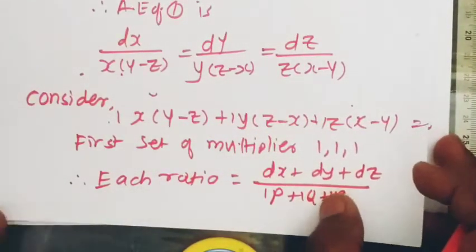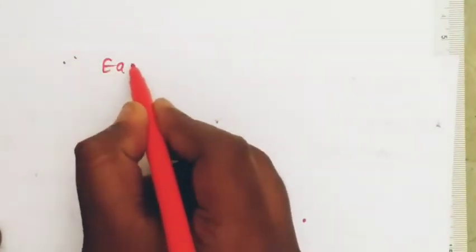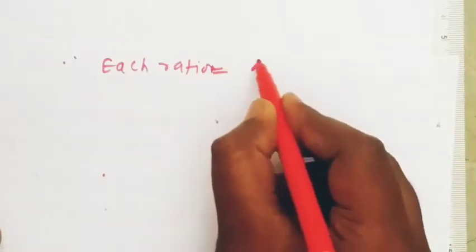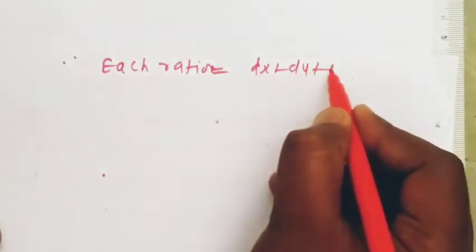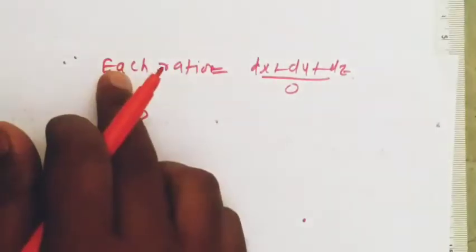So this denominator will become 0. So that will give us the differential equation, this implies each ratio equal to dx plus dy plus dz. Denominator has become 0. After cross multiplying, on the left hand side we are having 3 ratios.